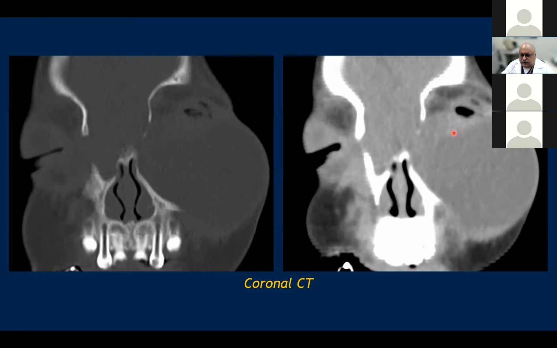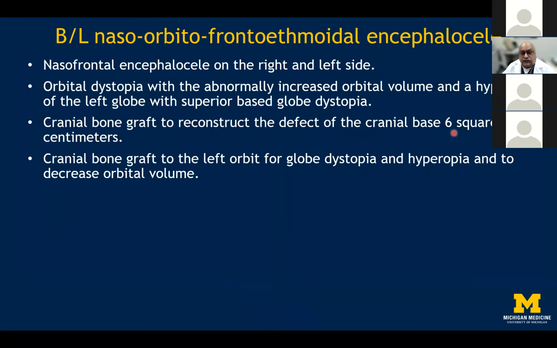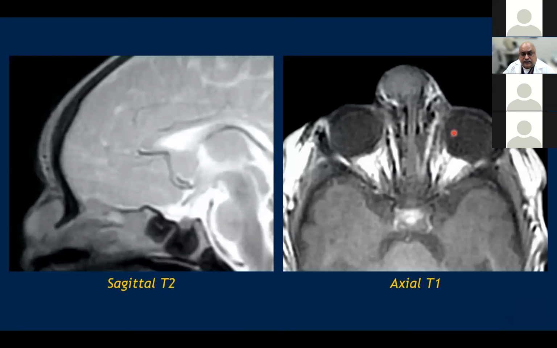Sorry, from the region of the lacrimal duct area. And this was the bilateral naso-orbito-frontoethmoidal. The bilaterality was important here. And to recognize these craniofacial abnormalities is a challenge, and also to operate. And that's why I had used that as an example.